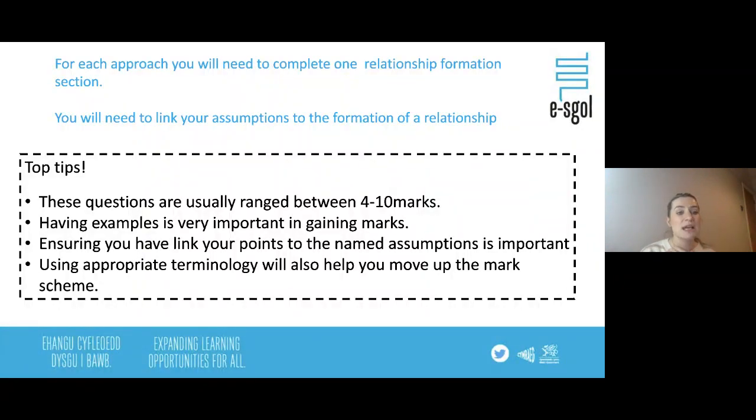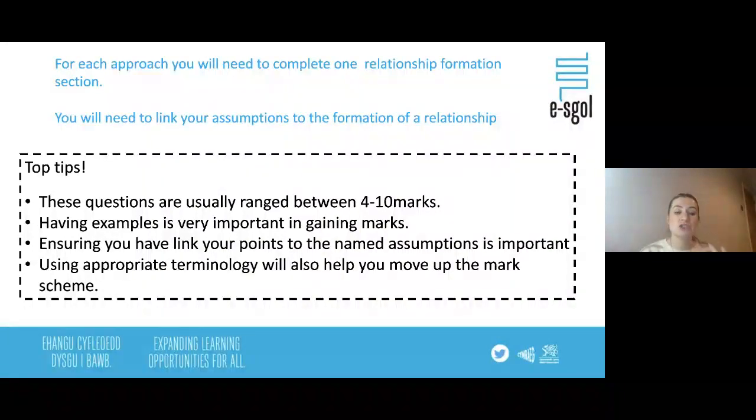The top tips, so they usually range between 4 to 10 marks. There is quite a range with this question. Sometimes they can just ask you about how 1 assumption links to relationship formation, and it can be 4 marks. Sometimes they can say, you know, describe formation of a relationship linked to 2 assumptions of the approach, and they can go up to 10 marks with this question. So a real range of marks available, but a really important question to make sure that we're getting right.